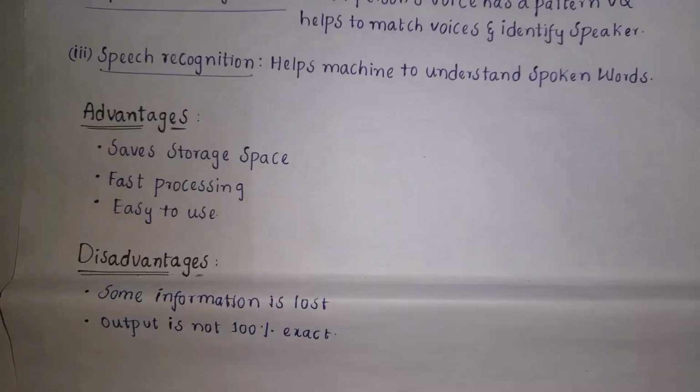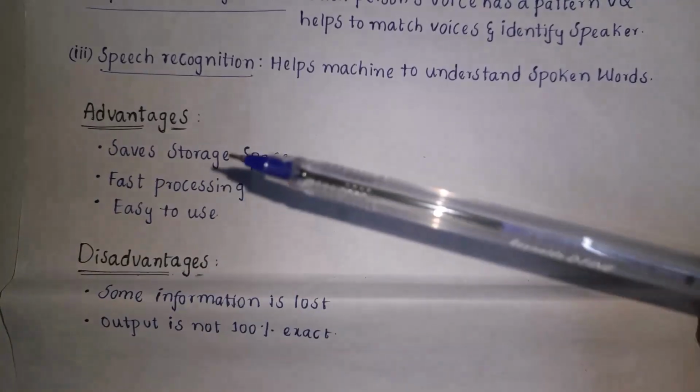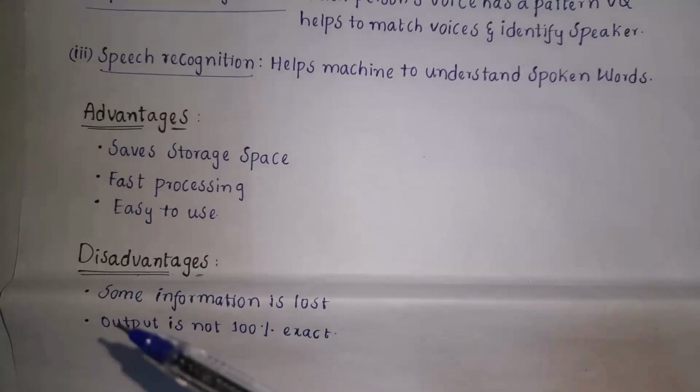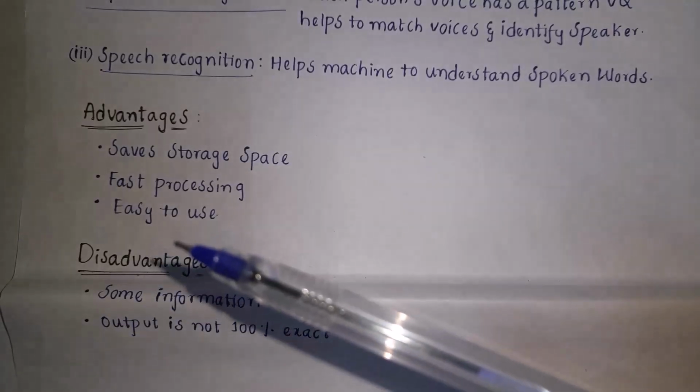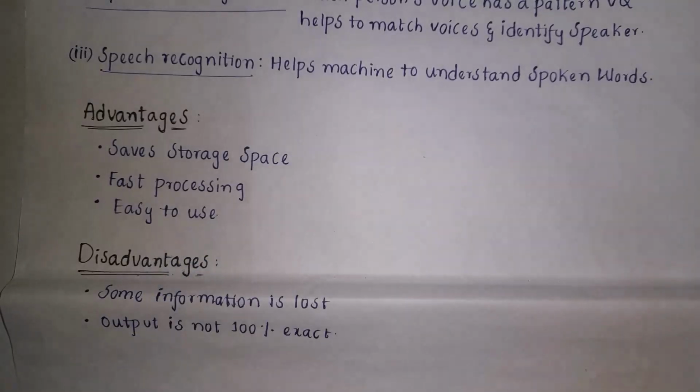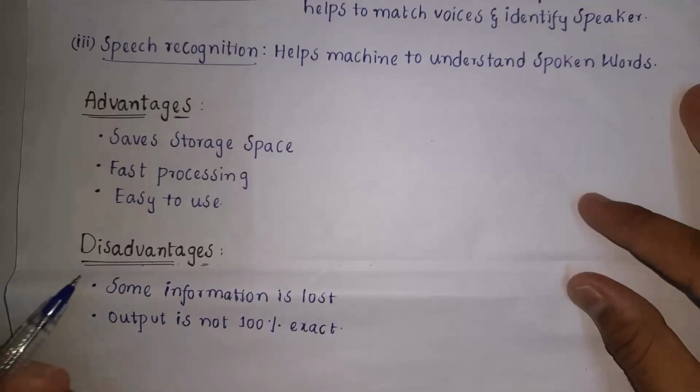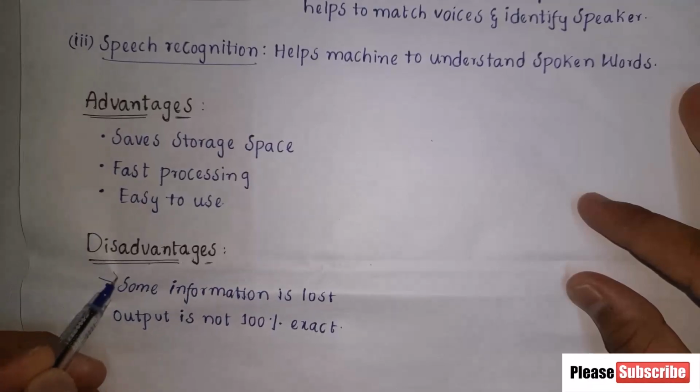These are the advantages. First one is memory storage will be saved, so processing will be done faster and easy to use. As similar words are formed into various groups, searching and processing will be easy. These are the disadvantages. Guys, in this process, some information will be lost and the output is not correct always.